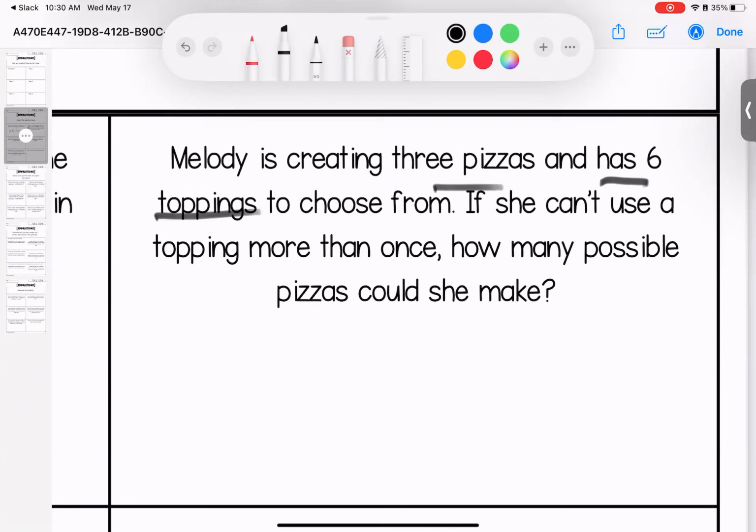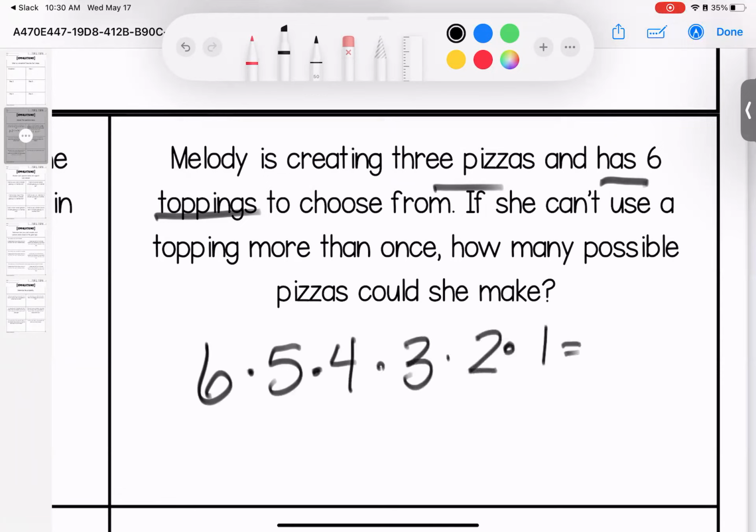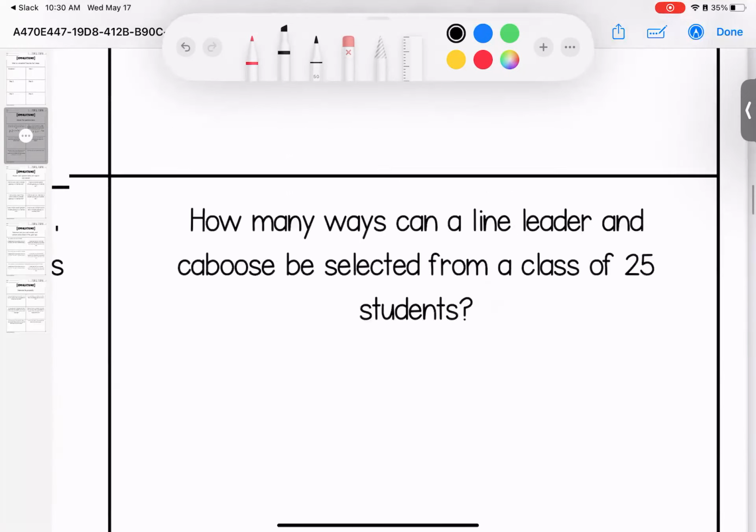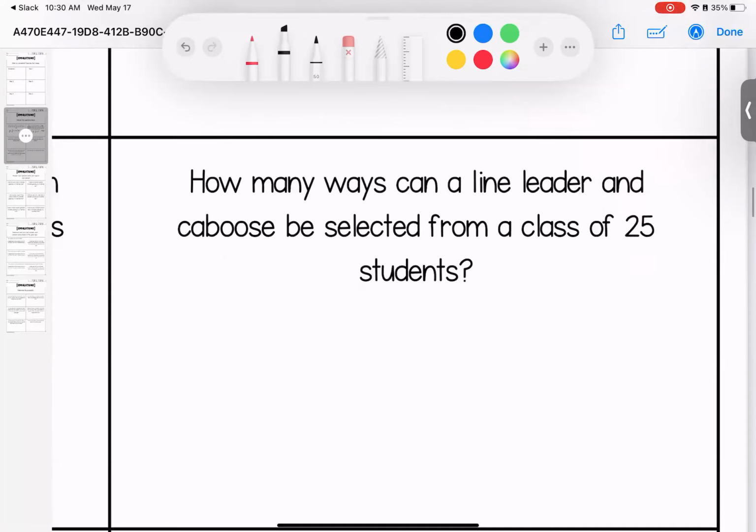Melody is creating 3 pizzas and has 6 toppings to choose from. If she can't use a topping more than once, how many possible pizzas can she make? So she is making 3 pizzas. We have 6 toppings, and then 5, and then 4, and then 3, and then 2, and then 1 for our options because we're not going to use them more than once. And if we multiply this all the way out, we end up with 720 options.